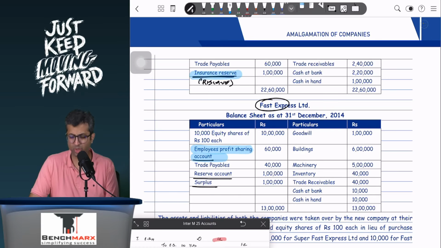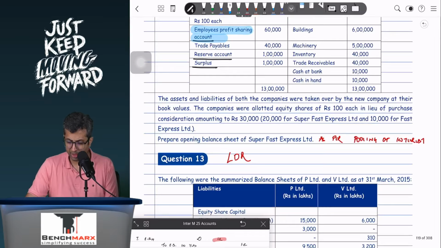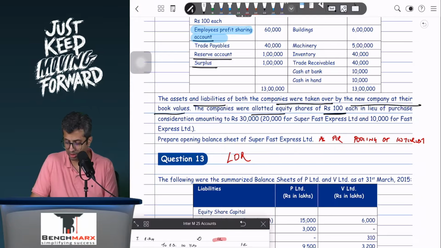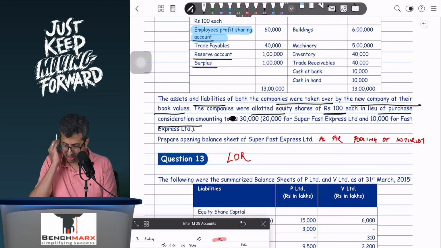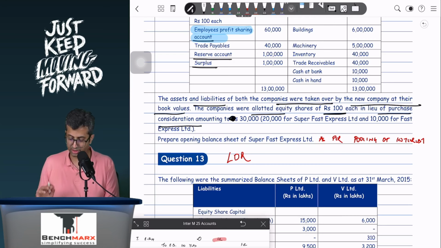So these two items are relatively new, but the assets and liabilities of both the companies were taken over by the new company at their book values. The companies were allotted equity shares of rupees 100 each in lieu of the purchase consideration amounting to 30,000, that is 20,000 for Super Fast Express and 10,000 for Fast Express.